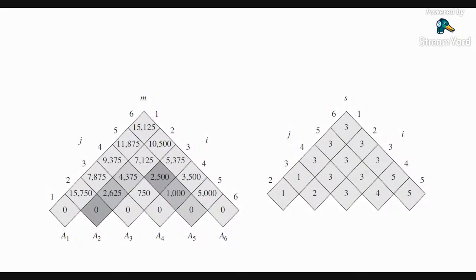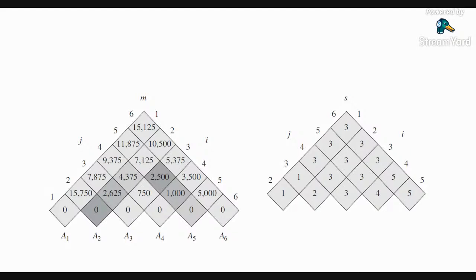After that, we will move to the next row. Then it is M13, M24, M35, and so on. The difference is 2. Similarly, you will be storing the value of k here. Now see here, how many matrices are given? 6 matrices are given. What is the value of S for M16? The value of S for M16 is 3.